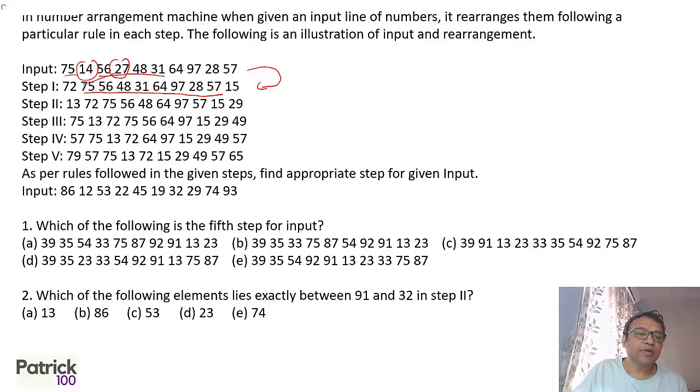You will realize that 27 has gone first, reversed and become 72. 14 has gone last, has become plus 1, 15. Now what is 14 and 27? The smallest even number, the smallest odd number.